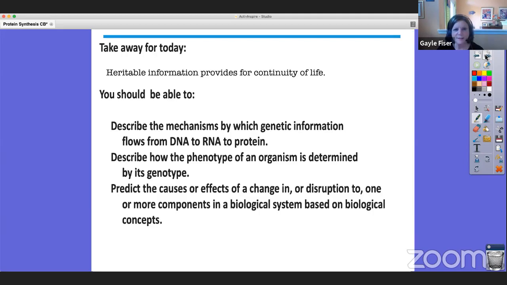All right, debrief and summary. The takeaway for the week: heritable information provides for continuity of life. I know that you're able to do all of the learning objectives for the week, and I know that we are constantly on this predict the causes or effects of a change, but that's super important. It's one of your more difficult science practices.